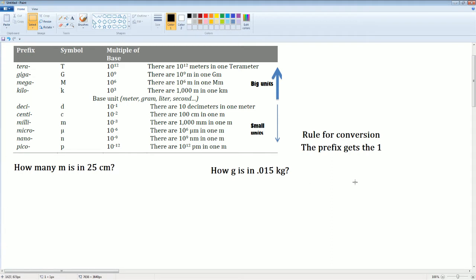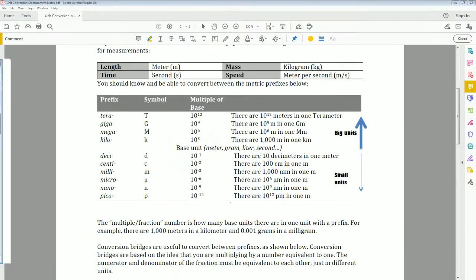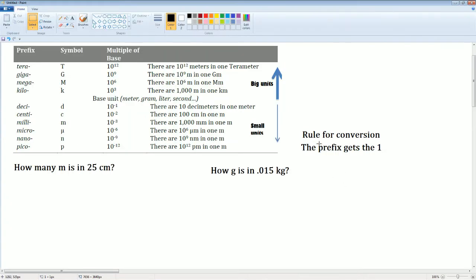In the notes that I just talked about, for the conversion I followed this rule: the prefix always gets the one. Why? Because it tells me how many of the base units there are in one unit with that prefix. So follow the rule for conversion. The prefix always gets the one.